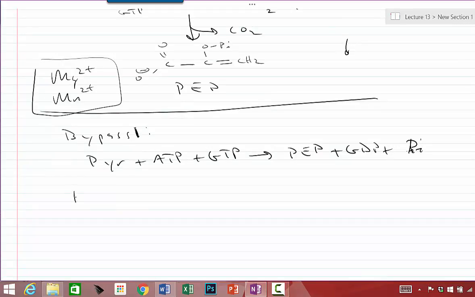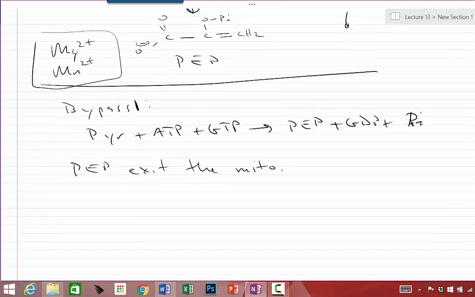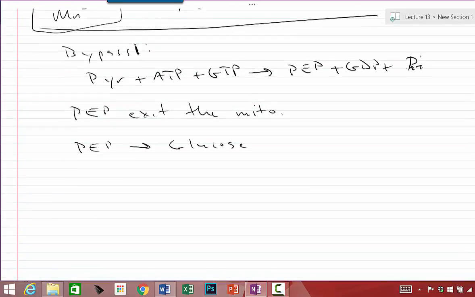Next, the PEP is going to exit the mitochondria. Okay. And the PEP then will get converted into glucose through gluconeogenesis. What are those steps? Those steps are pretty simple. Here's bypass number 2.